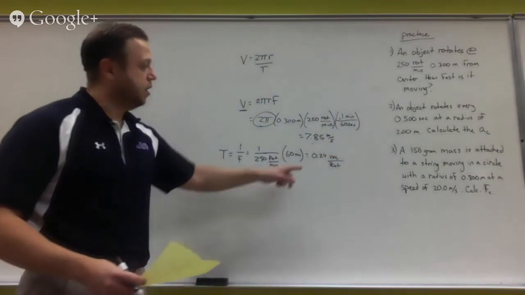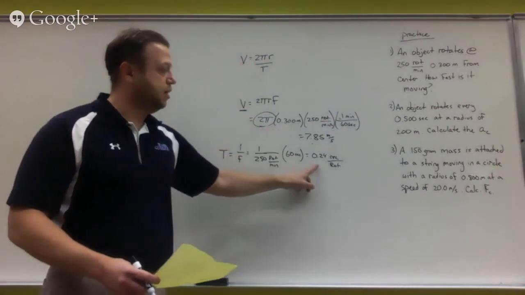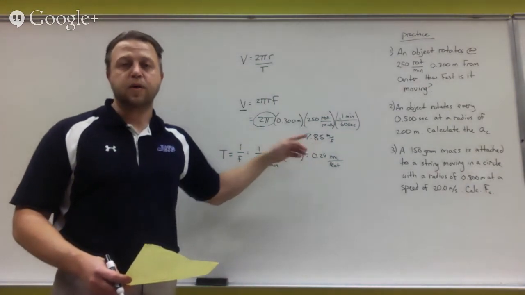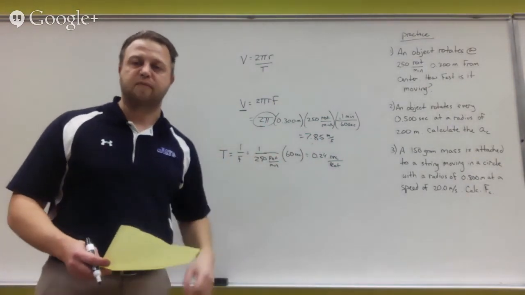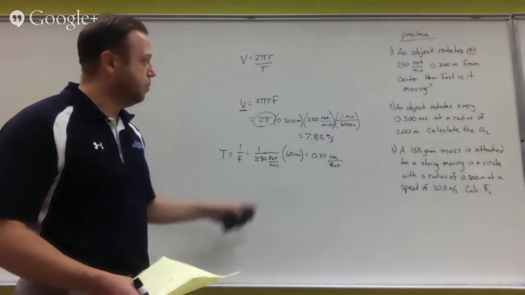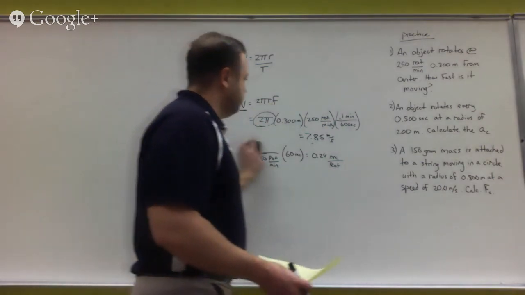Now I can come right back up here and go 2 pi r, so 2 pi times 0.3 divided by 0.24, and I'm going to get the exact same answer that I got before. So it really depends on which way you want to look at it. If you want to stick with revolutions per second or revolutions per minute, you can use that. Just make sure we're in frequency. Okay, next problem.